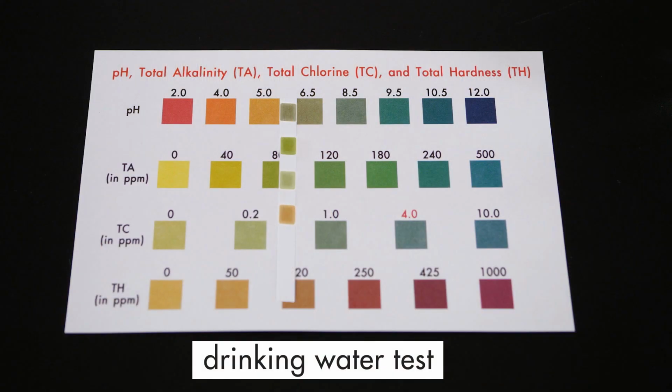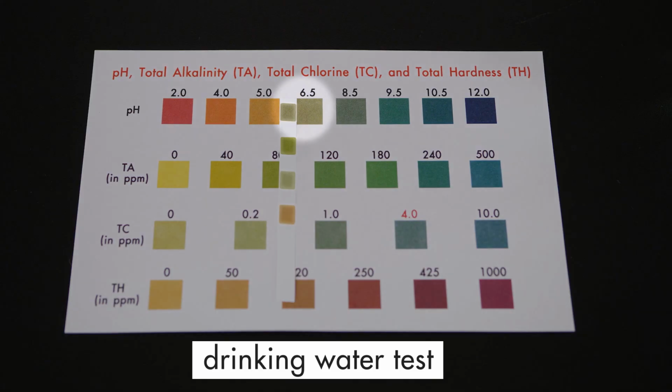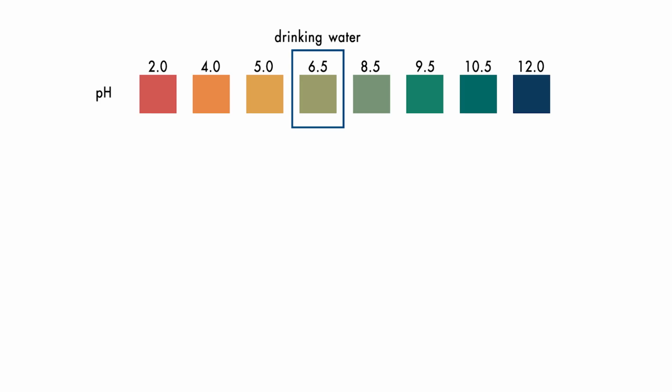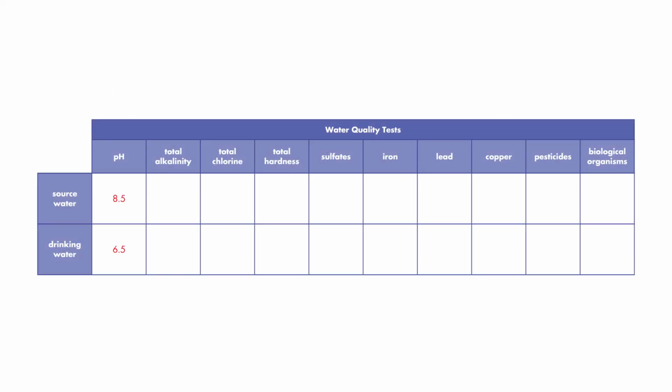Let's test our sample of drinking water with the same kind of test strip to determine its pH and see how it compares with our source water. We see from our comparison that the pH of our drinking water is about 6.5. This test shows that our drinking water is slightly acidic. How does the pH of our drinking water compare to the pH of the source water? The pH of the drinking water is less than the pH of the source water, which makes it more acidic.